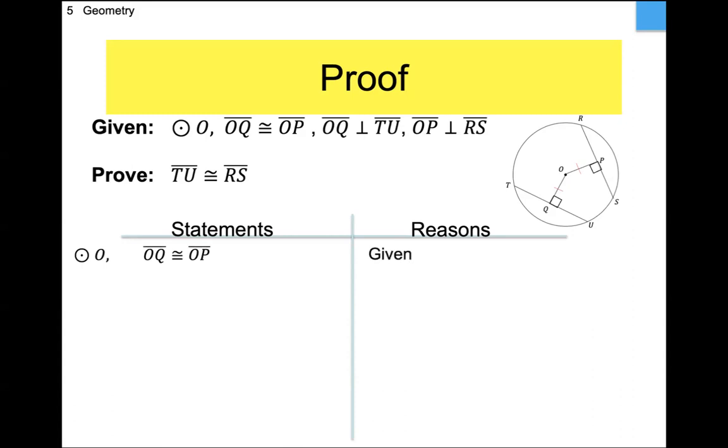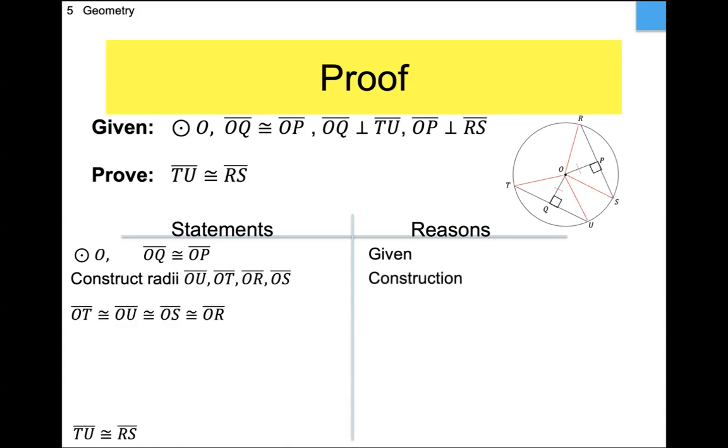Well, we've made triangles the last 2 proofs. How about we make triangles with this one? So let's make some triangles. Connect O to T, O to U, O to R, and O to S. There's our triangles. Clearly, we don't have vertical angles there. But since all the red lines are radii, then they're all congruent, because they're radii.